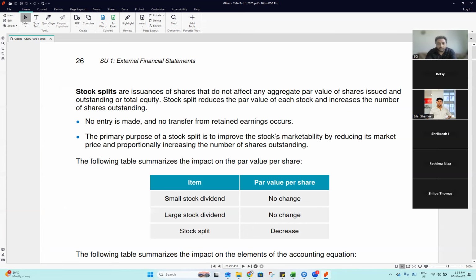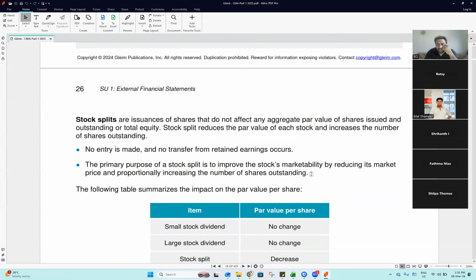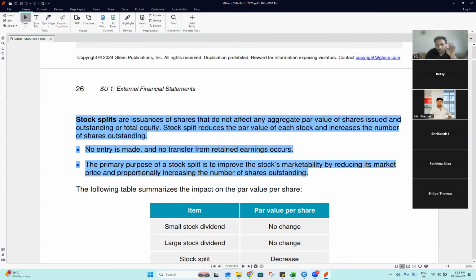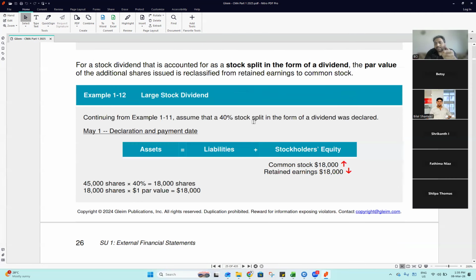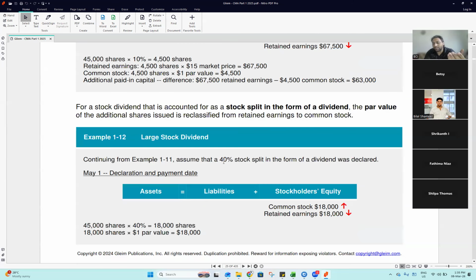So this is why. Basically, the same thing is almost happening here as in a stock split. If you are giving 40% shares as stock dividend, basically you are dividing the number of shares, correct? So that's why our treatment here is different. Even though you are giving stocks as a dividend, we will consider it as a stock split.